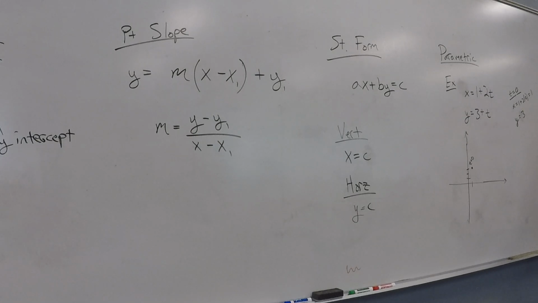You see that? So that's where this action starts. When t is, say, 1, what are we at? X is 3, Y is 4. Okay, so I go over 2 in the x and up 1 in the y. You see that? Dot here. That dot corresponds to time 1.